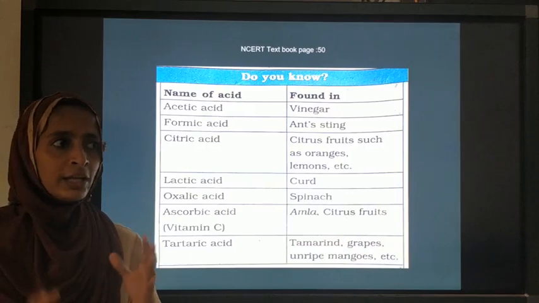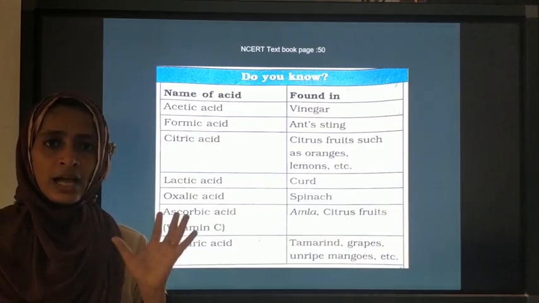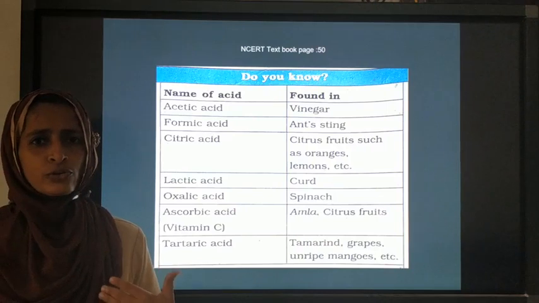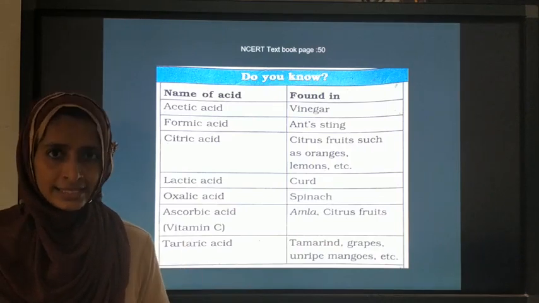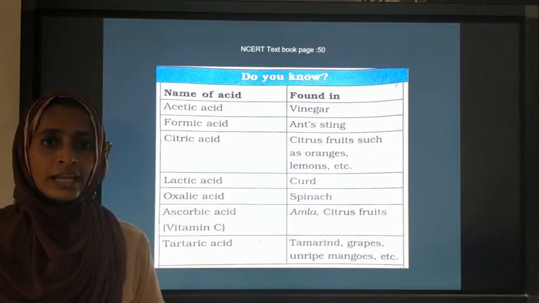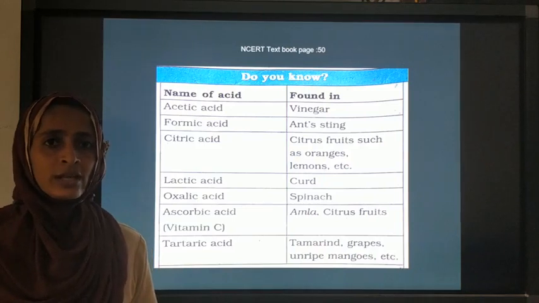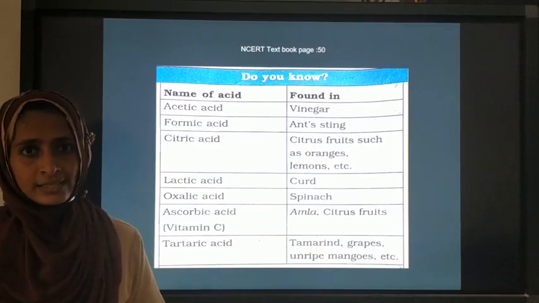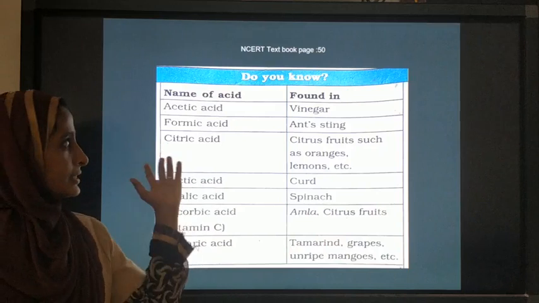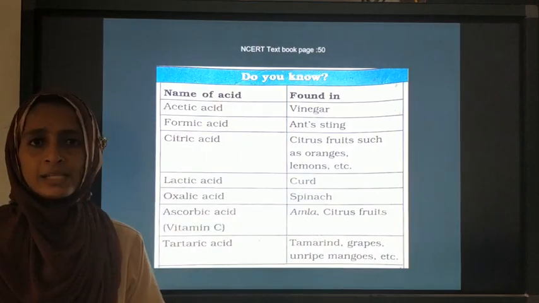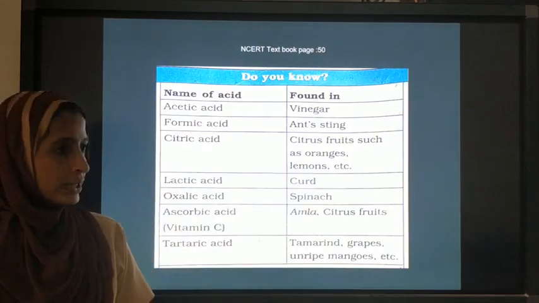Normally, if any acid is present in 100%, we used to call it concentrated acid. And if we are adding water to it, we call it dilute acid. Dilute acetic acid is normally called vinegar or used as vinegar.